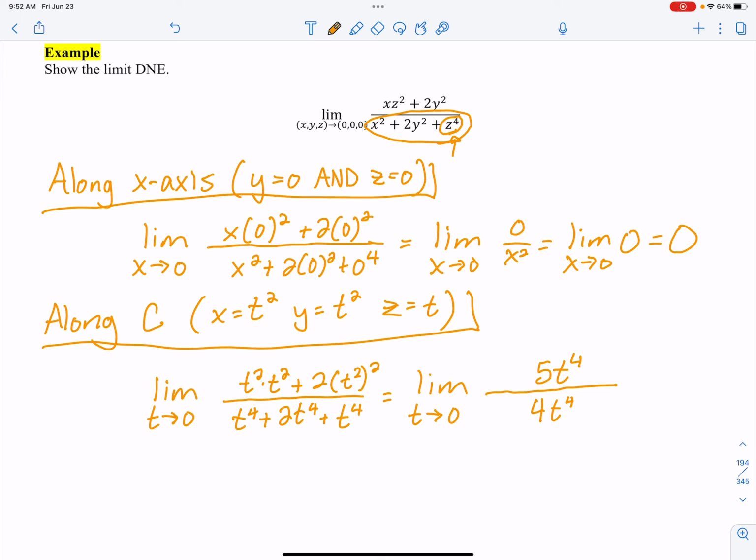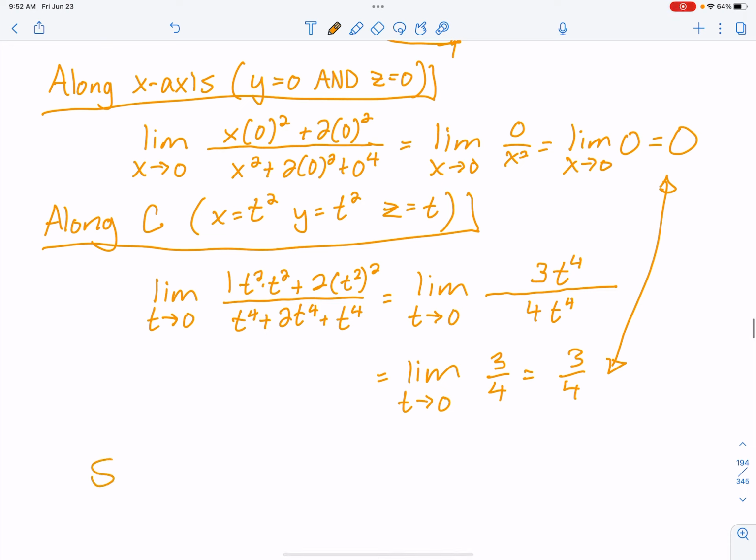All right, let's make sure that's right. Oh, I messed up. I can't add, I guess. This is 1, then I got 2, so this is 3t to the 4th, and then this is 4. I don't know where I was getting my numbers. All right, so I'm glad I caught it, though. Okay, the limit as t approaches 0 of 3/4 is 3/4. We have shown that the limit doesn't exist, right? 0 does not equal 3/4. So since 0 does not equal 3/4, the limit does not exist.